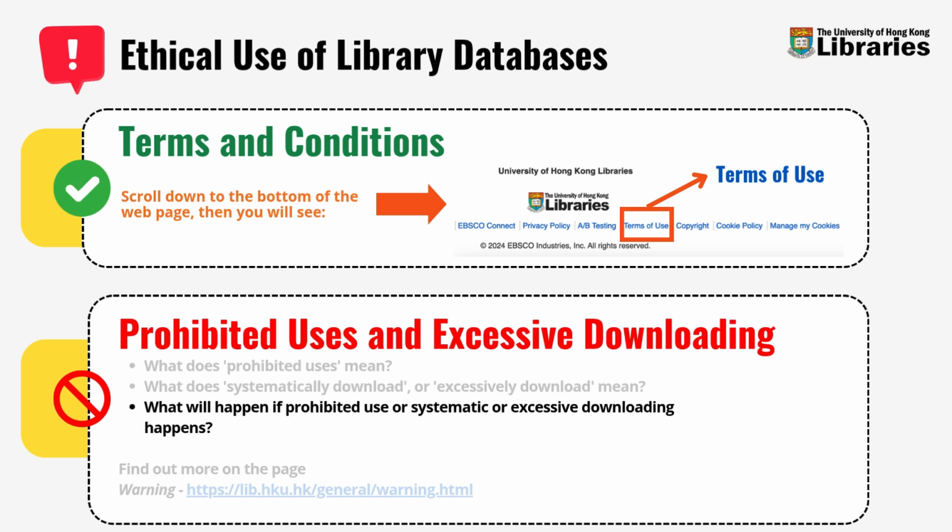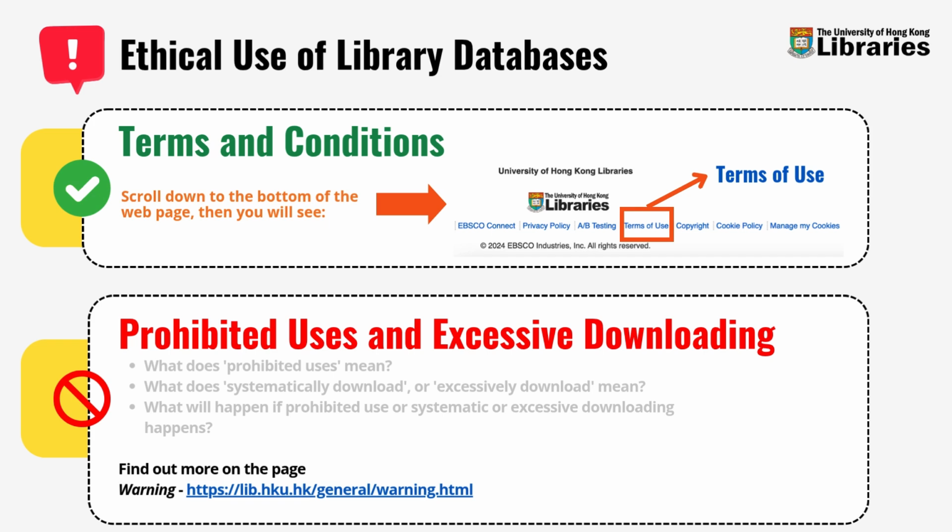What happens if prohibited use or systematic excessive downloading occurs? Serious consequences can result. Publishers may temporarily suspend access to the resource for the entire university. Repeated violations may lead to permanent loss of access for the whole HKU community. To learn more about these policies, visit the HKU Libraries website.